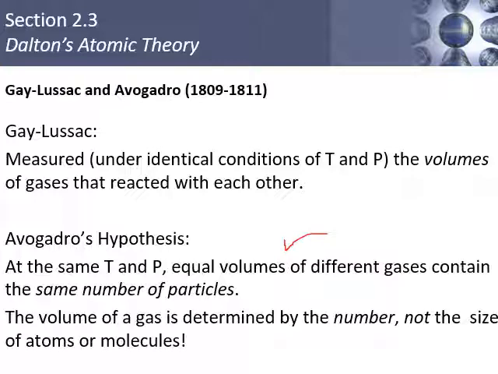And H2 has a mass of 2, but they still occupy the same volume. If they're at the same temperature and the same pressure, they'll occupy the same volume. Well, that's just plain weird, as they'd say on the Twilight Zone. So the reason is because it's not how big they are, it's how many particles you have. So this is different from solids and liquids.